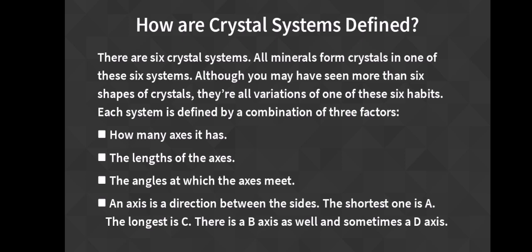Each system is defined by a combination of 4 factors. Number 1, how many axes it has. Number 2, the length of the axes. Number 3, the angles at which the axes meet. And number 4, an axis is a direction between the sides. The shortest one is A, the longest is C. There is a B axis as well and sometimes a D axis.